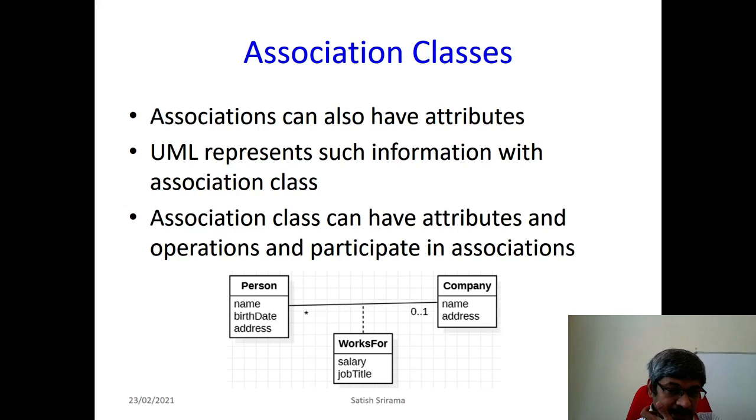Association classes can have their own attributes, their own operations, and they themselves can participate in further associations. For example, this class may be associated with something else. It depends on the domain and the particular case study.